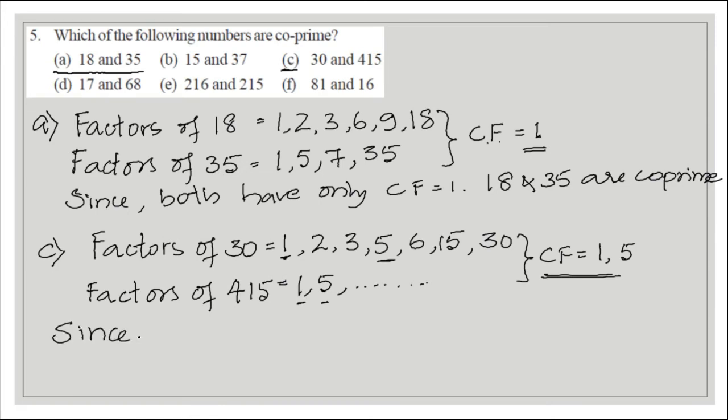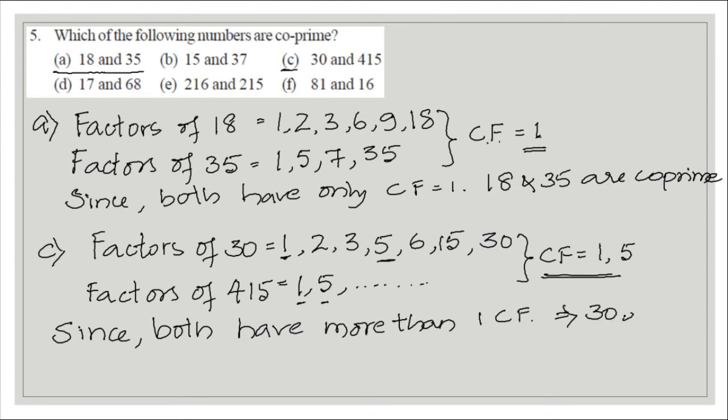Since both have more than one common factor, this implies 30 and 415 are not coprime. Understood? Rest of the questions B, D, E, F, I want you to solve.